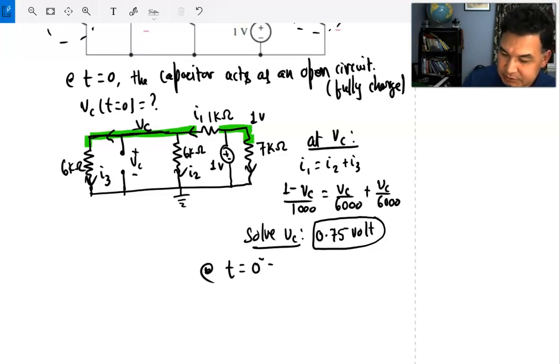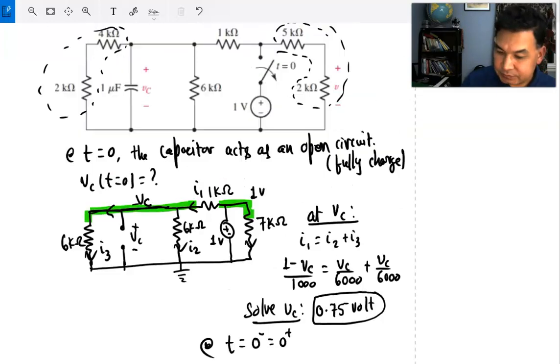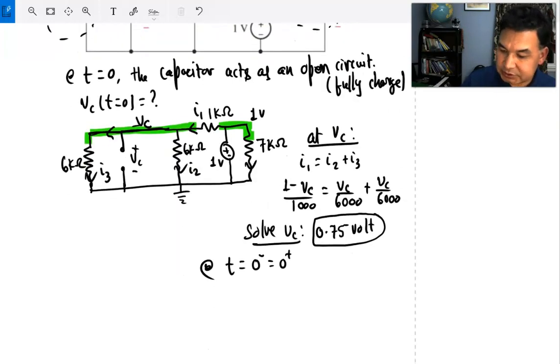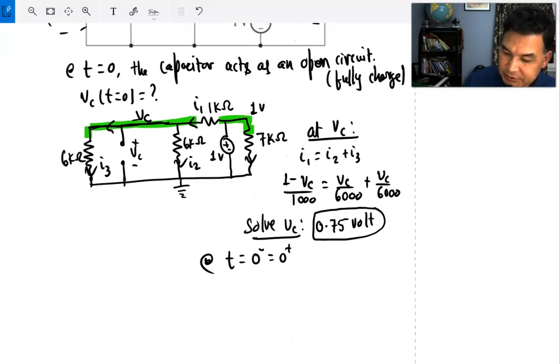Or you can say 0 minus, 0 plus, just right before you disconnect the switch or right after you disconnect the circuit, the battery. The voltage across the capacitor was 0.75 volts, right? Because we're going to need this condition later. Now back to the main problem.